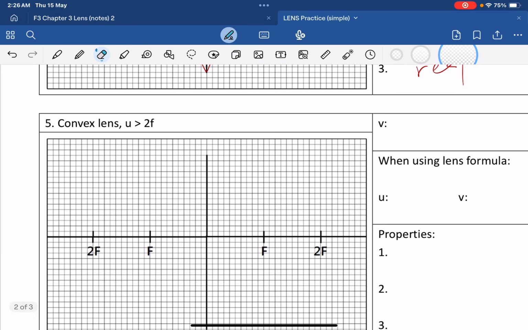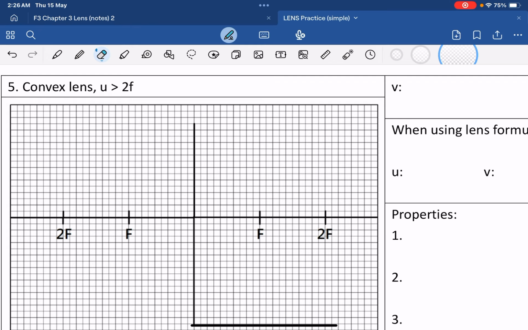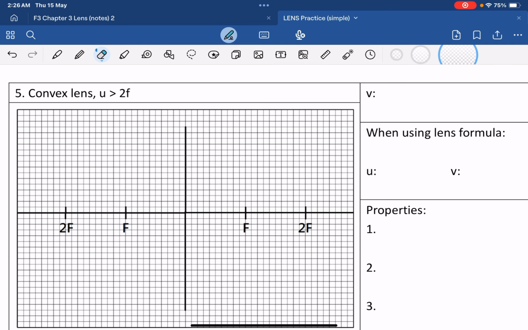For the fifth ray diagram, U greater than 2f. So we draw the object here. Okay. So the first light ray is a horizontal line.